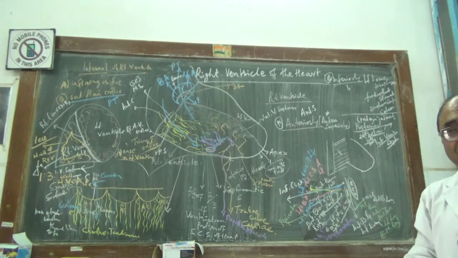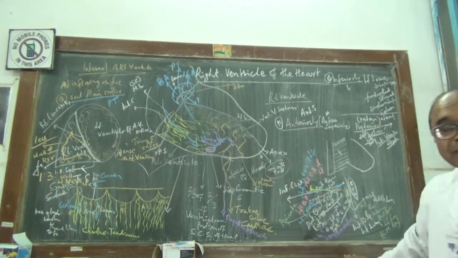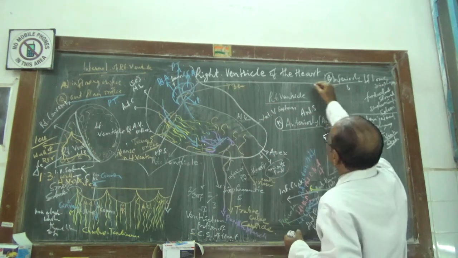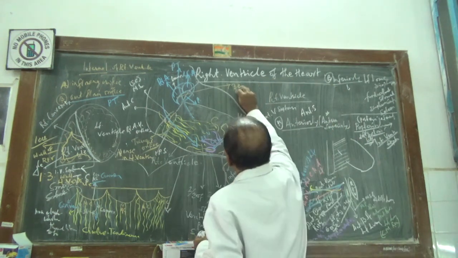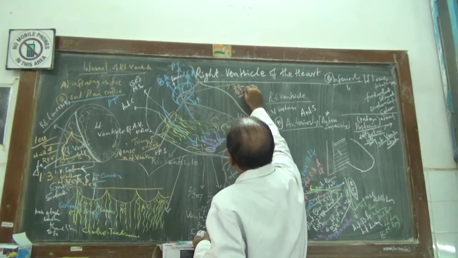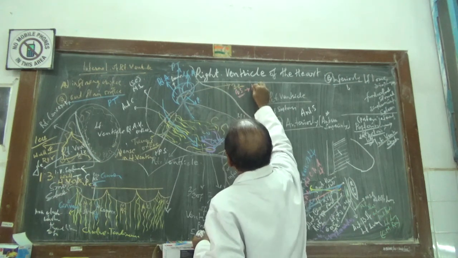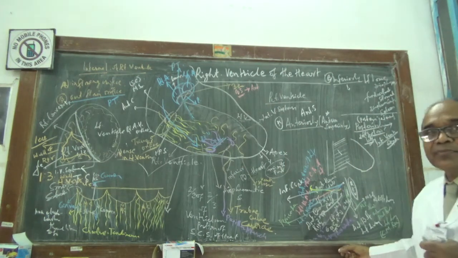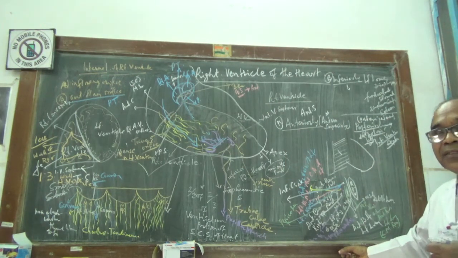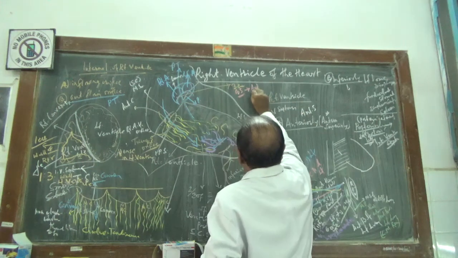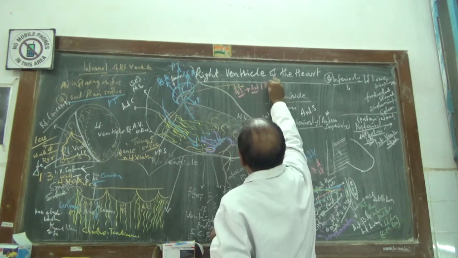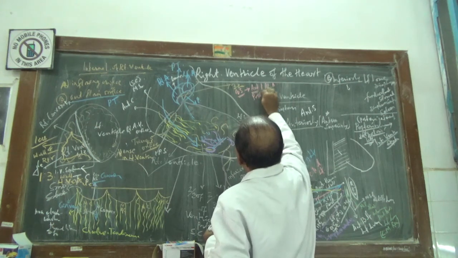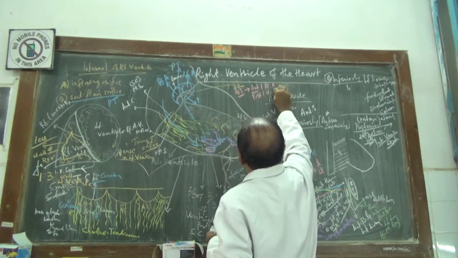Now after knowing the internal, you should know the blood supply. Blood supply for the right ventricle. Blood supply. It is by the what? Anterior interventricular artery. Posterior interventricular artery.